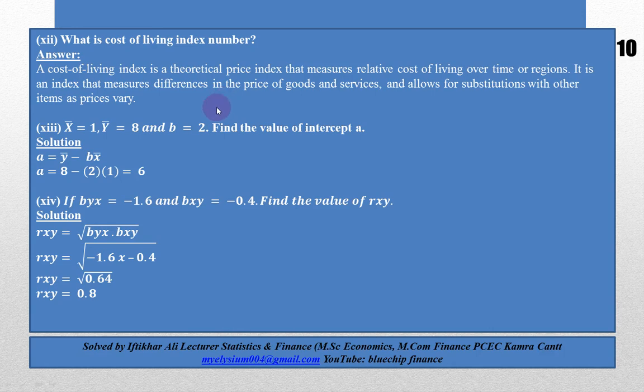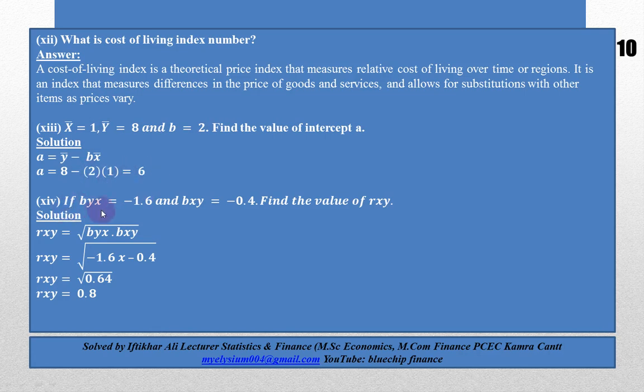X bar equals 1, Y bar equals 8 and beta equals 2. Find the value of intercept A. Intercept formula is Y bar minus beta X bar, so simply put the values and the answer will be 6.